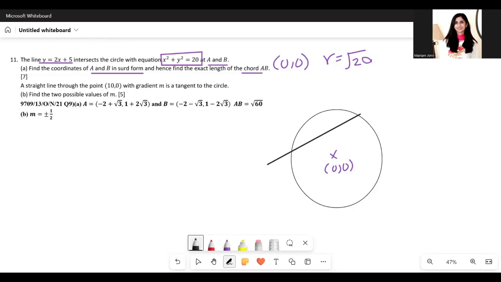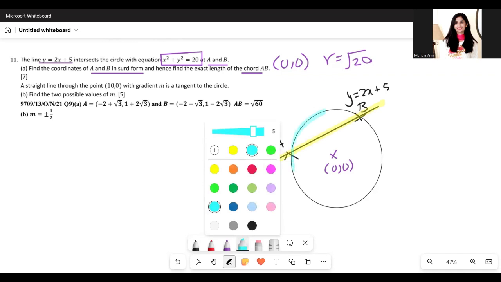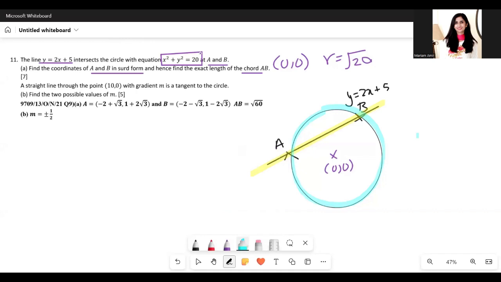A line y equals 2x plus 5 intersects this circle at 2 points. And we have to find these points of intersection in surd form, that is in square root form. You're not supposed to press S-D in the end. So let's say this is A, this is B. We're going to now simultaneously solve this linear equation and this circular equation, using the substitution method, and find the points of intersection.